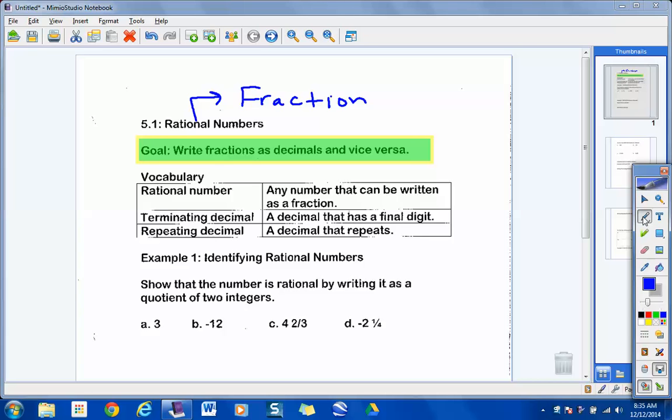Okay? Then we've got this idea of two different types of decimals. One of them is called a terminating decimal.